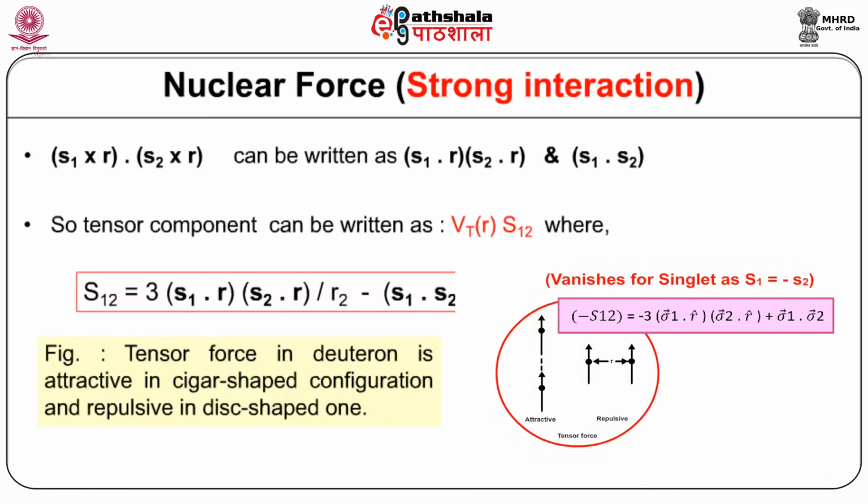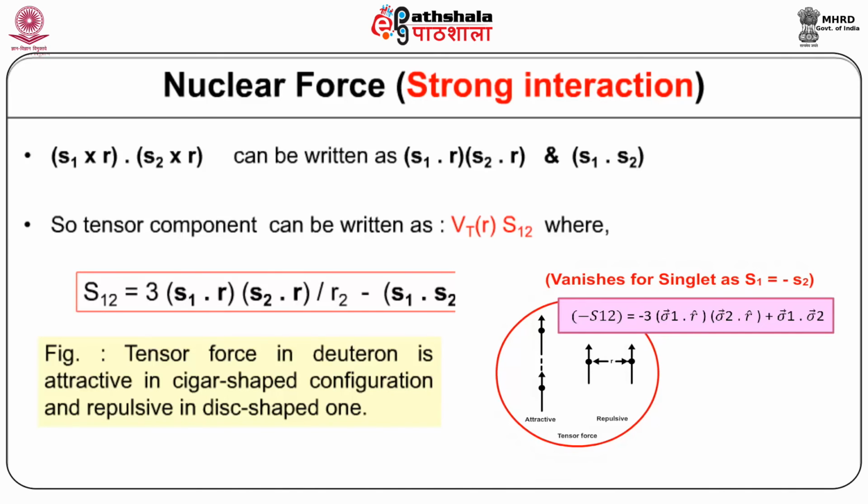Now this non-central component, which is the tensor component, vanishes for the singlet as S1 is equal to minus S2. Remember that we are still discussing the components of nuclear interaction on the basis of deuteron. In the case of deuteron, we have one neutron and one proton, so S1 is equal to minus S2. So for the singlet term, S12 is equal to 0.